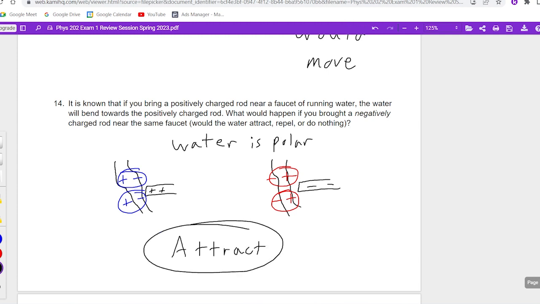And how on earth would you know that if you did not know that fact? That's the point. You would have 0% chance of getting the right answer here. So that's why we're talking about it now.